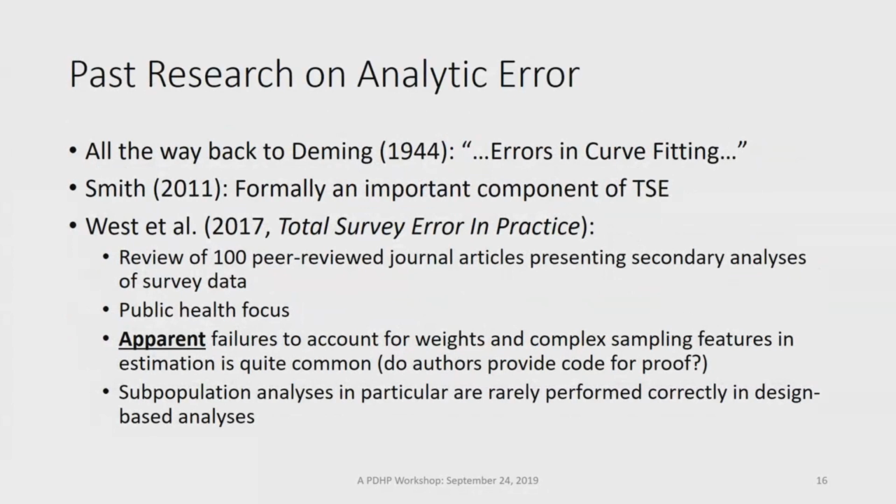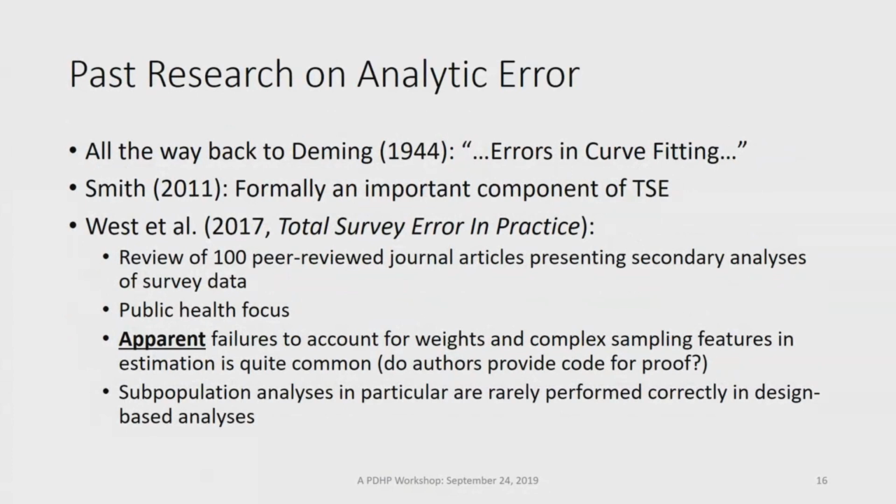Many of these papers were from before a time where code is now often required for publishing a secondary analysis. You show the code that you used. Many of these articles, we couldn't find code. Some we could, but many we couldn't. Okay, so I say apparent failures to account for weights and complex sampling features, like we talked about with stratification and cluster sampling, were very common. Okay? There's a little bit of an alarm to us. And again, I mentioned, do the authors ultimately provide code for proof? More journals are starting to ask for this. But when we did this study, it wasn't quite as common.